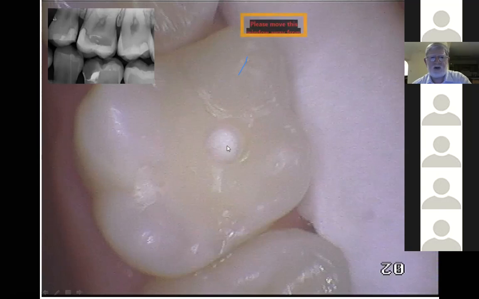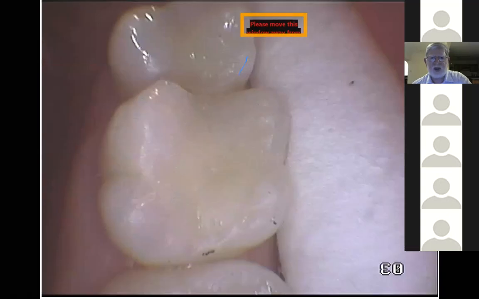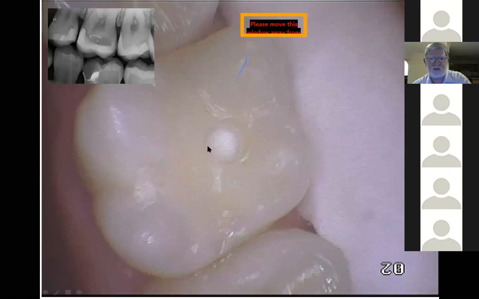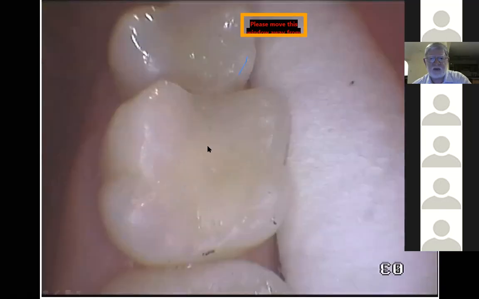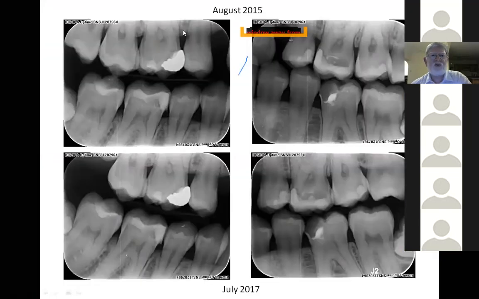And it turned out that this patient had radiolucent liners underneath all those fillings that you've seen. So I simply closed up that investigative hole. And here we are. I've left her alone.